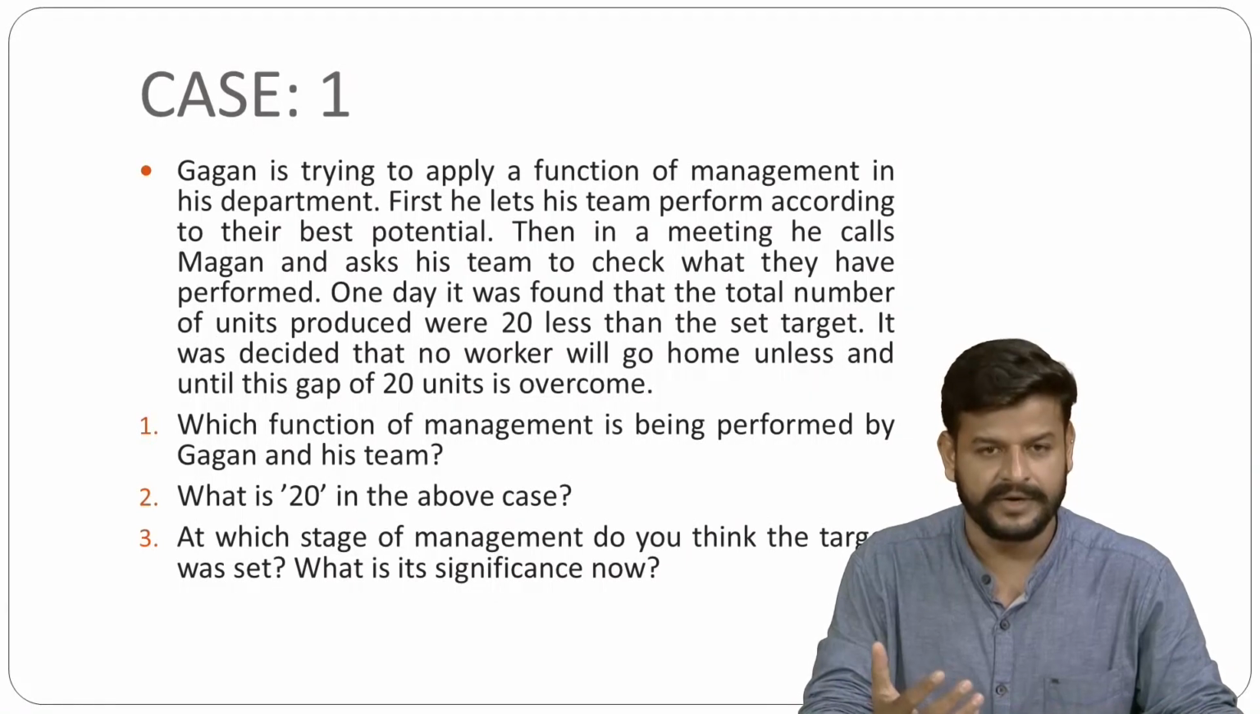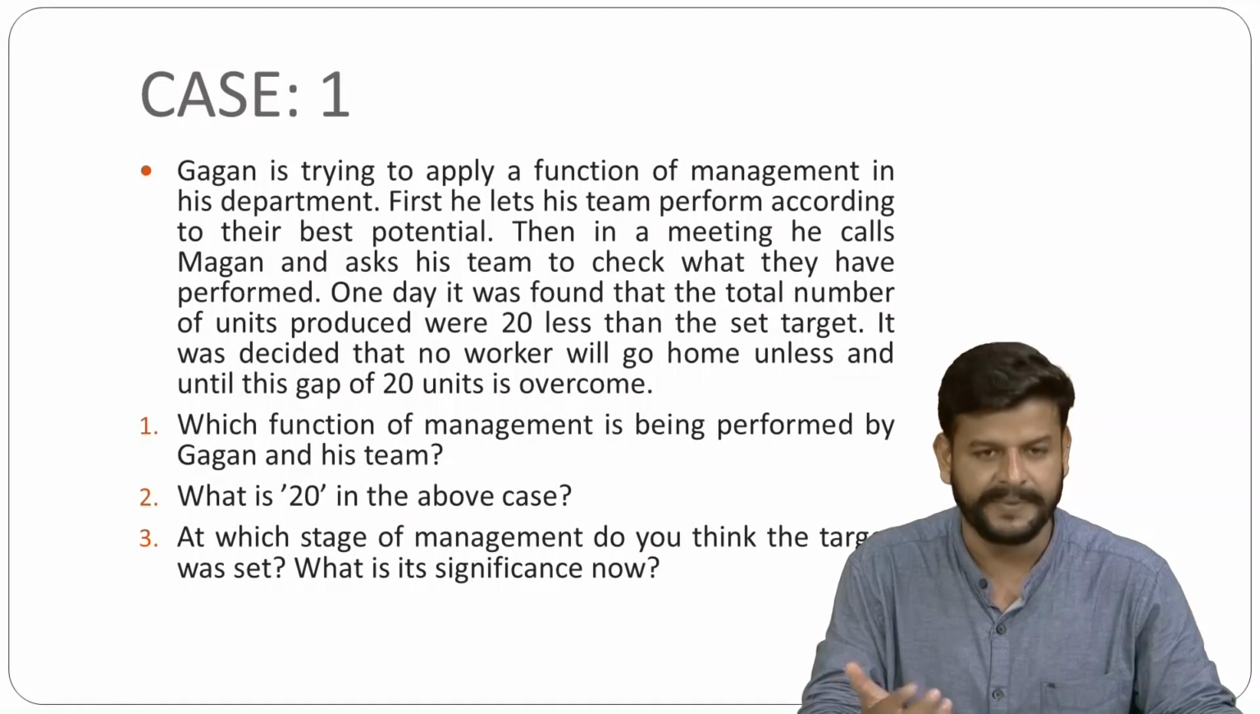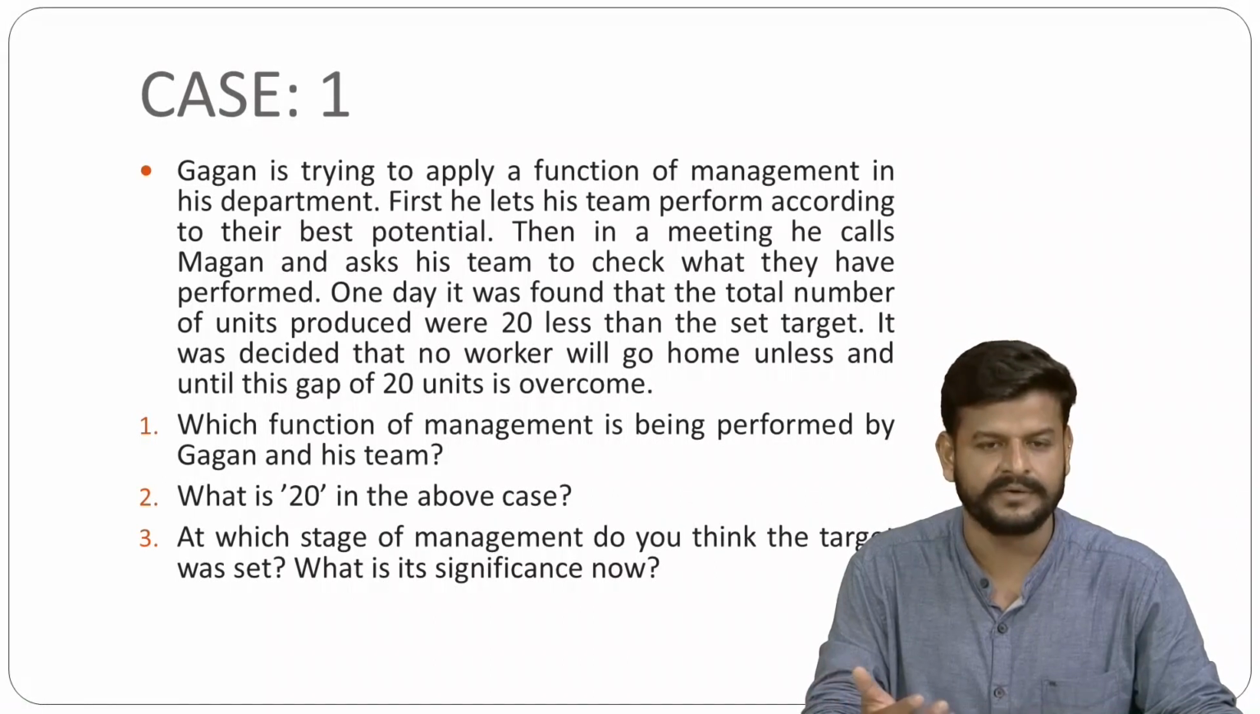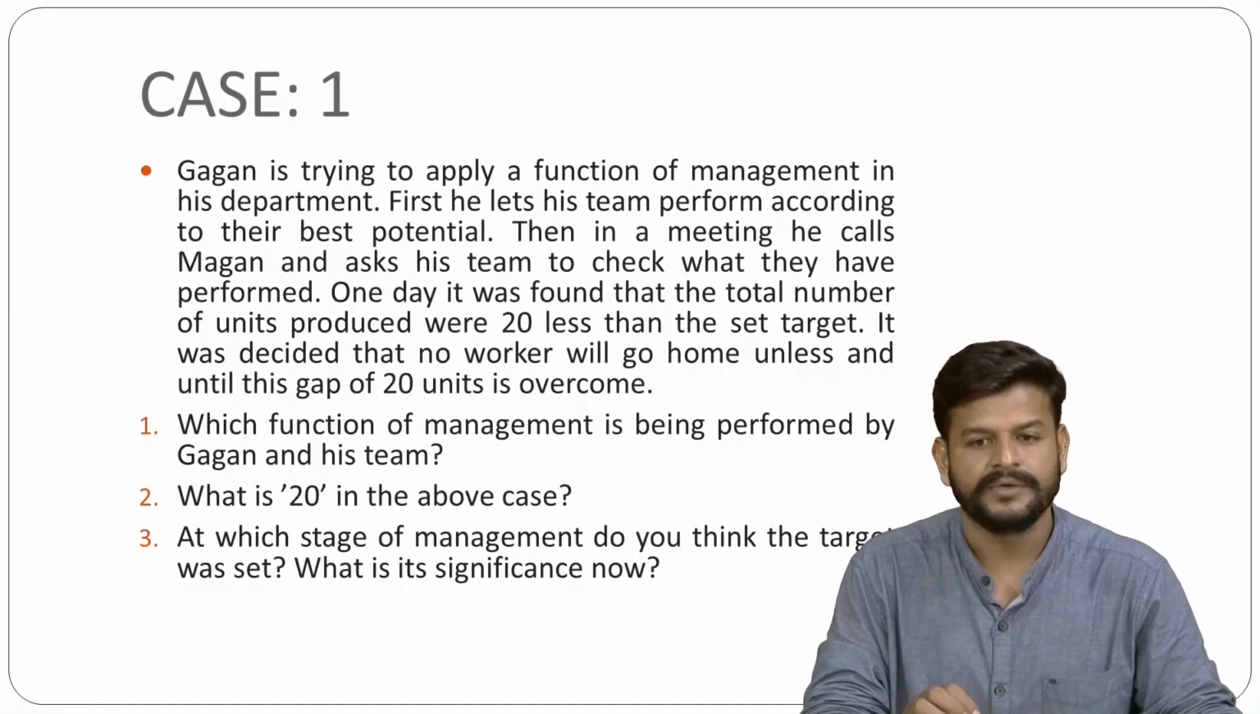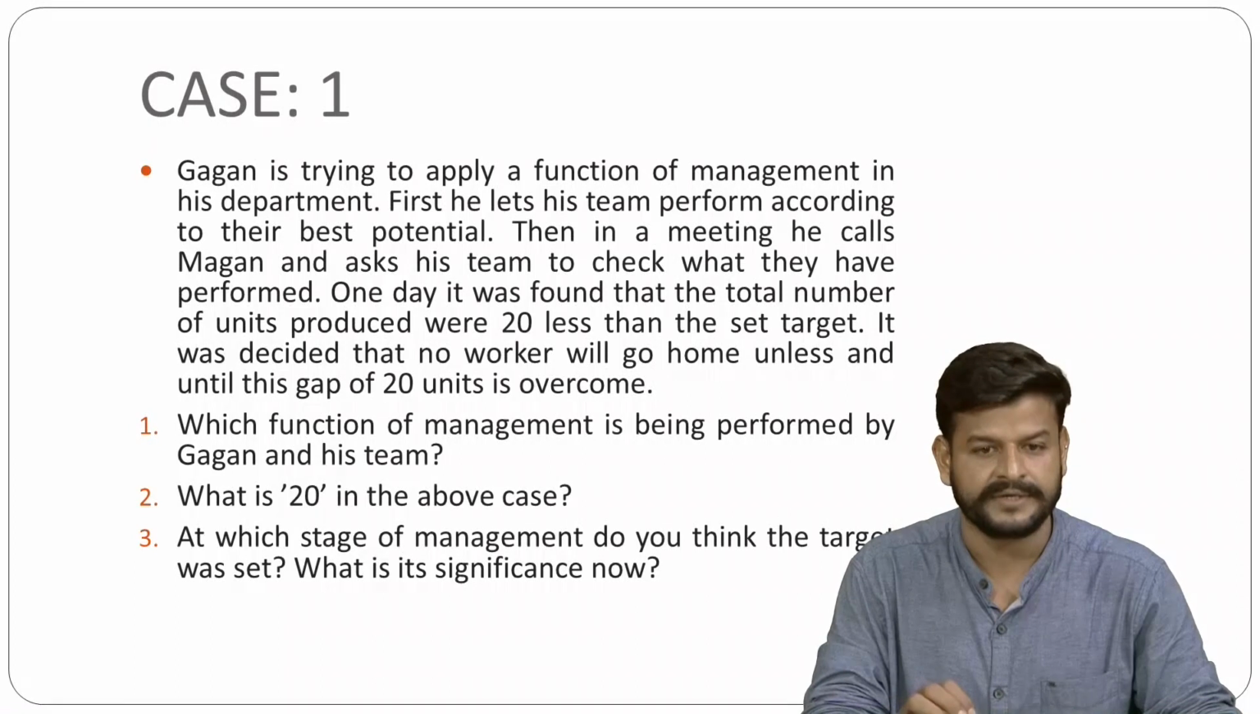Gagan is running one company or one department, and he found a deviation of 20 units. So he called his floor manager or subordinate, Magan, and tried to come to grips with the situation. So three questions are in front of us: what function of management is being performed by Gagan and his team? What is 20 in the above case? At which stage of management do we think the target was set? What was its significance?